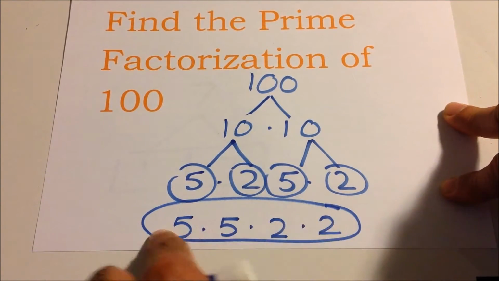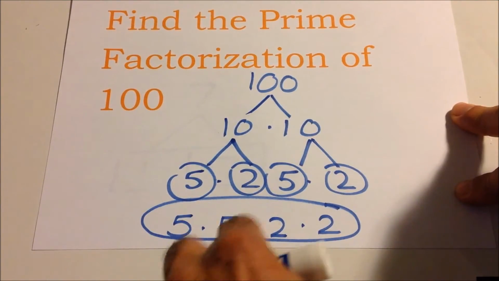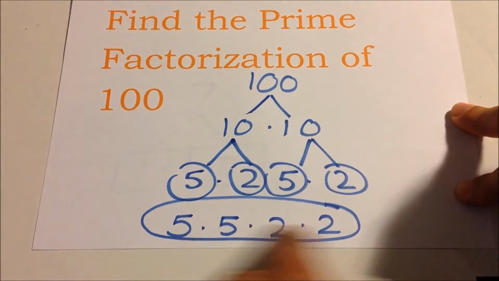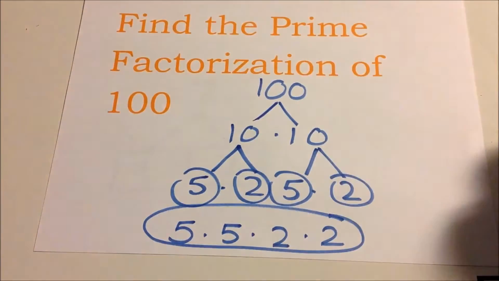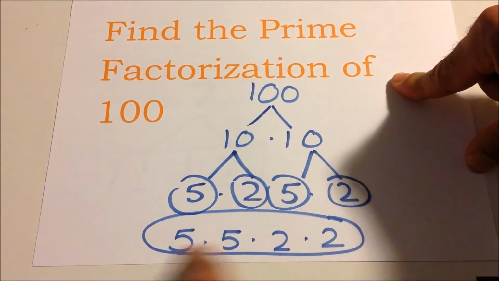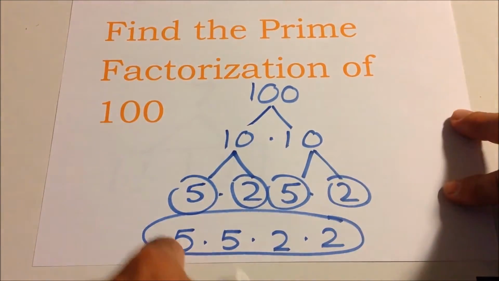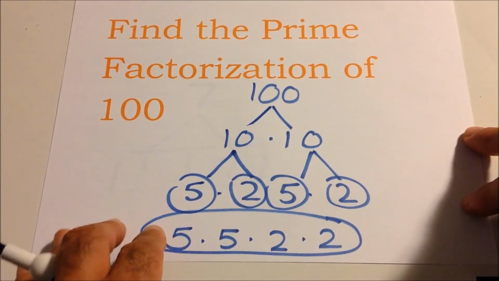Doesn't matter the order you put them in. Remember the commutative property. So 5 times 5 times 2 times 2 is 100. So this is the prime factorization of 100. Okay, so that's prime factorization. Remember, you're just breaking down the number in factor trees until you get all the prime numbers. And we'll use the prime factorization when we use the tree method in the GCF. Great job.